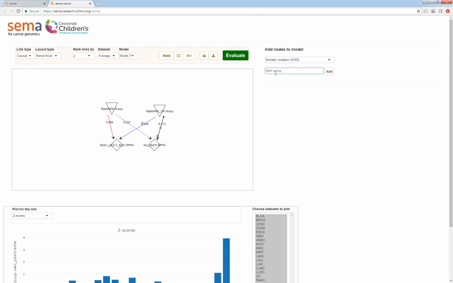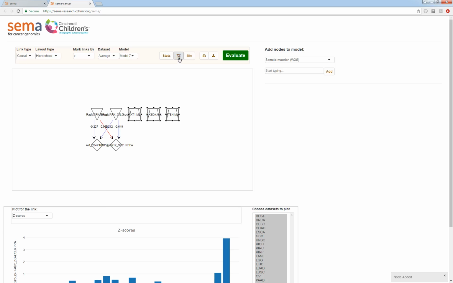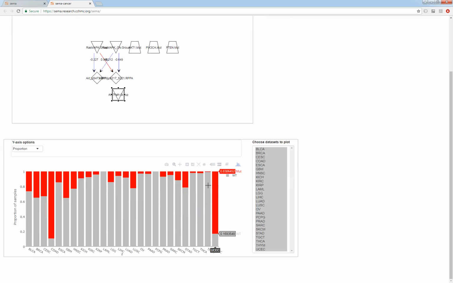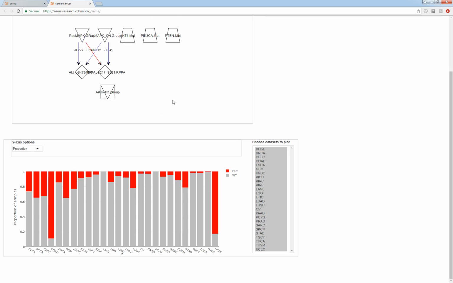Let's, just to compare, add mutations in the AKT pathway. So PTEN, PIK3CA, AKT1, some of the frequent ones. Let's sum them up. Combine them into an AKT pathway. So AKT pathway mutations are quite common in uterine carcinomas and in colon cancers. Remove these.